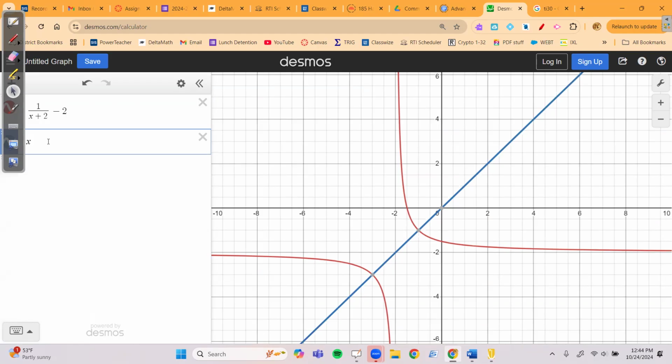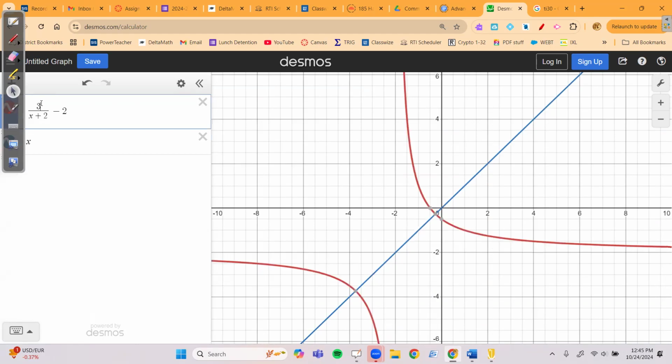I'm pretty sure it works on anything. I believe Layla said she worked through 8 and it worked on that too. Look, I can show you, if I change it to 3 over x plus 2 minus 2, it's the same idea. You can see how it's symmetric about the blue line again. So those are definitely remarkable.